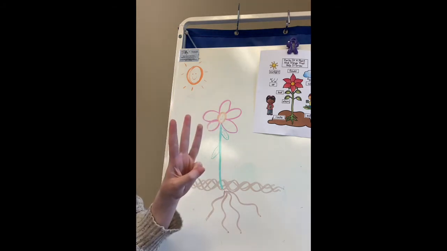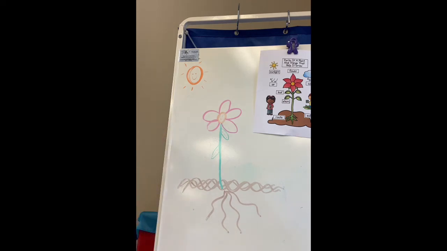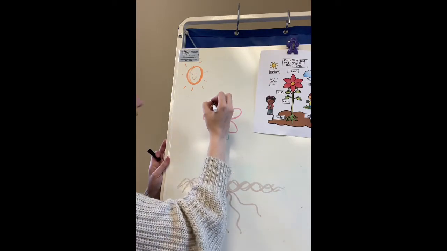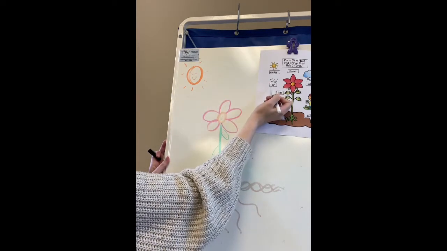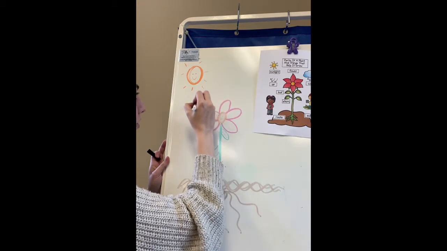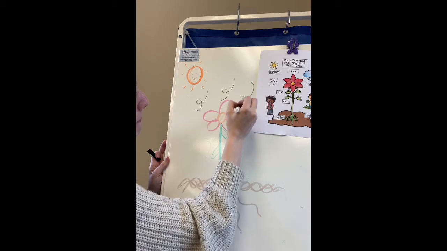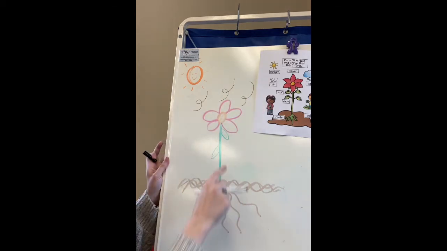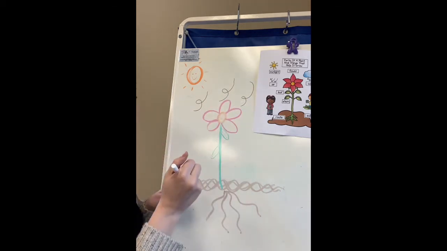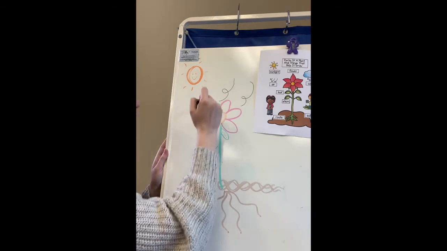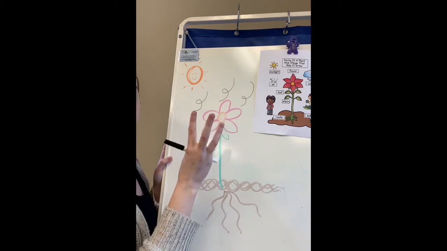Our third thing that it needs is air. The wind that we kind of feel, that's what it needs. So this part right here is the air, and I'm just gonna draw that. It needs air for the flower to live. And you remember, our leaves soak that up too. It soaks up the air and the sunlight. So that's our third thing.